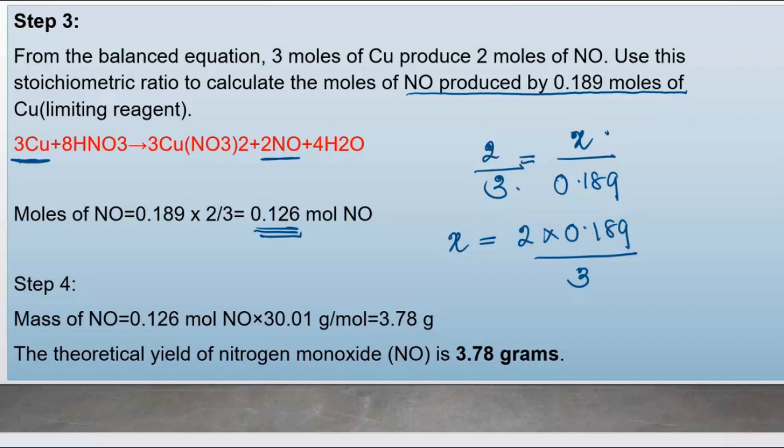Next step, convert the moles of nitrogen monoxide into mass of nitrogen monoxide. So, the moles multiplied by molar mass of nitrogen monoxide equals 3.78 grams. That is the theoretical yield of nitrogen monoxide in grams, 3.78 grams.